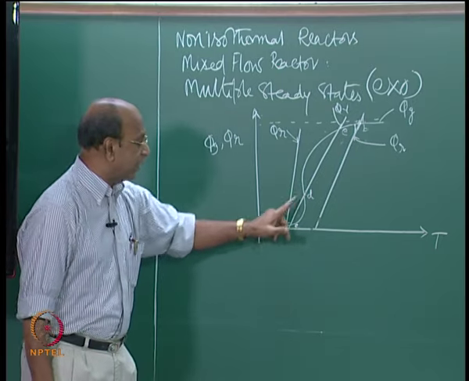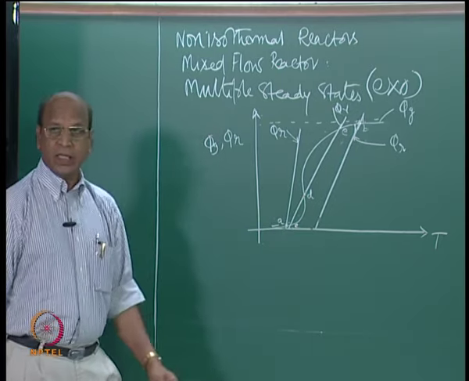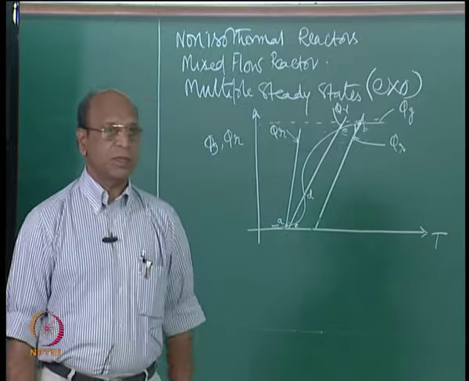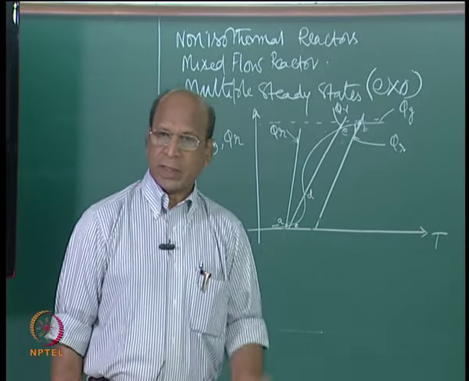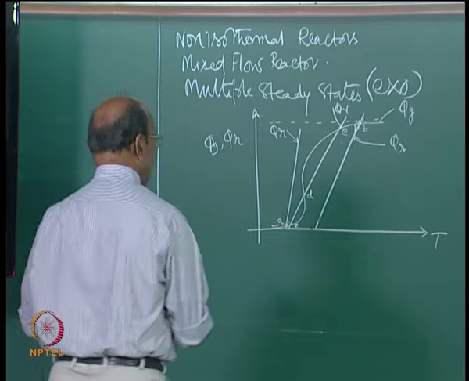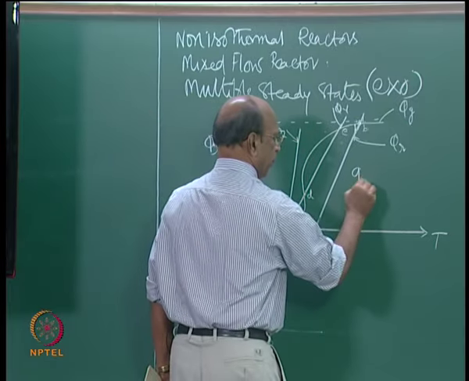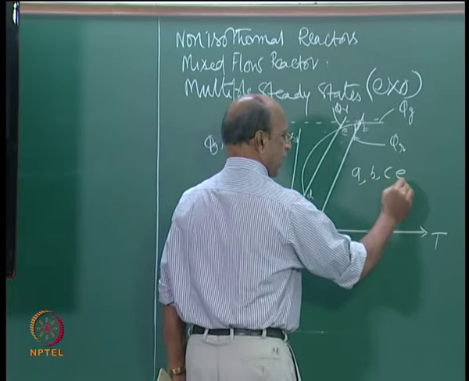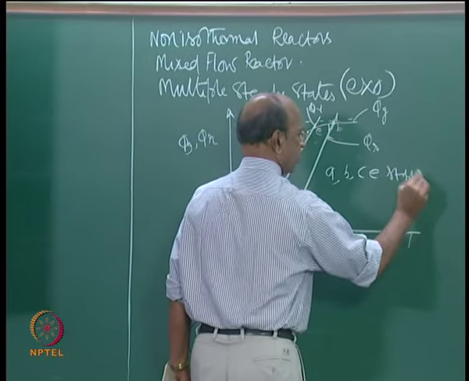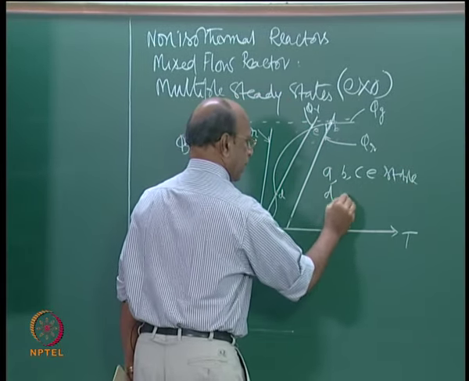So, that is why this particular point D is called unstable point or metastable point. So, D is metastable, or A, B, C, E stable points, and D is unstable.